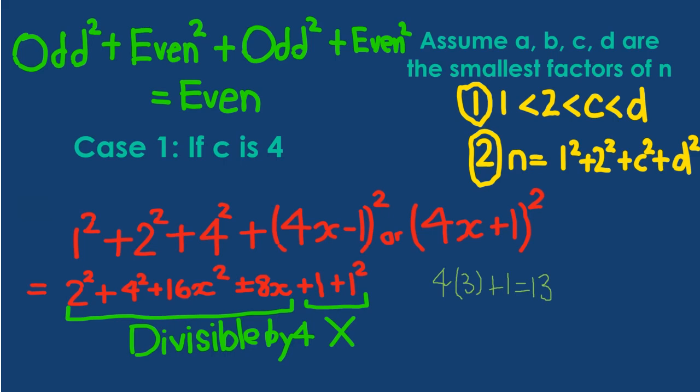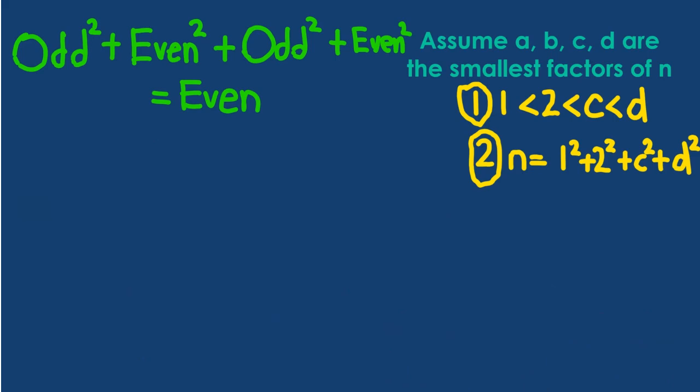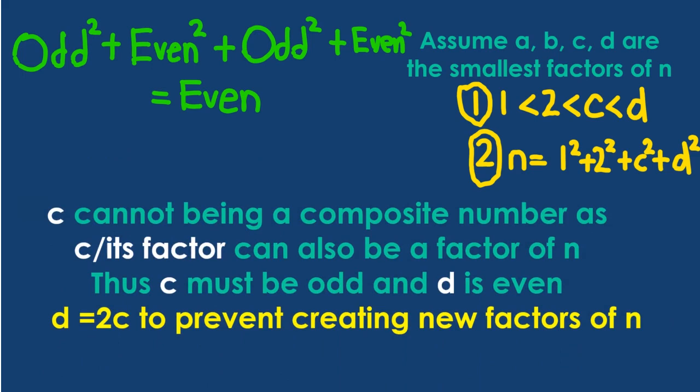Now the first 4 values are divisible by 4. However, 1 and 1 square cannot be divided by 4. Thus, there will be a remainder of 2 if C is 4. So, 4 cannot be a factor of n. C also cannot be a composite number, as if you divide C by the factors of C, you will also get a factor of n, which is also a smaller number.